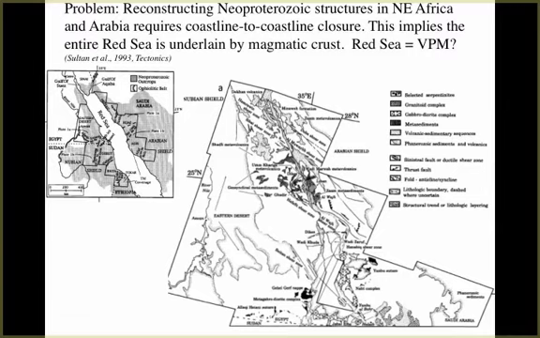In trying to reconstruct the Neoproterozoic structures in Northeast Africa and Arabia, it requires that there's a coastline to coastline closure across the Red Sea. And this implies that the entire Red Sea is underlain by magmatic crust. And so it's possible that the Red Sea is a volcanic passive margin.